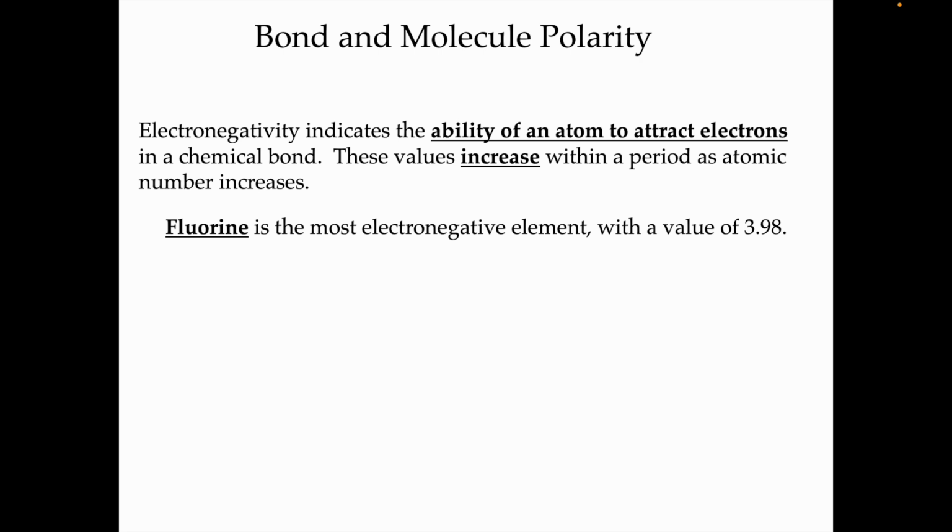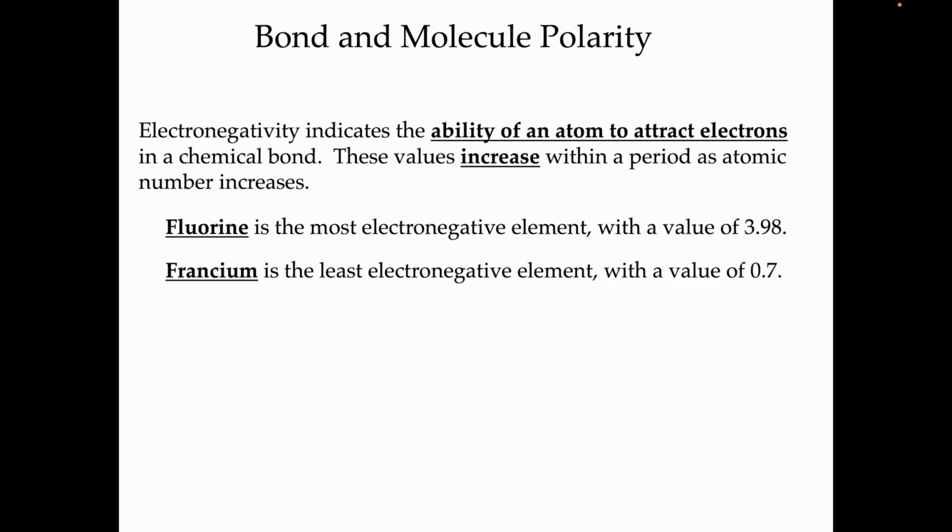So, for example, fluorine is the most electronegative element. It has an electronegativity of 3.98. Francium is the least electronegative element. It's got an electronegativity of 0.7. And these electronegativities are given on a chart of the periodic table that should be on the back of your VSEPR chart.